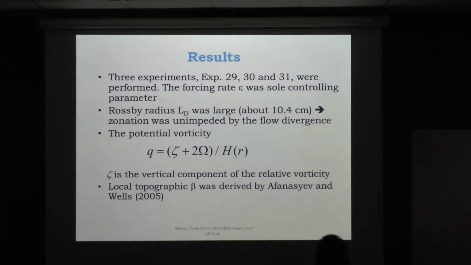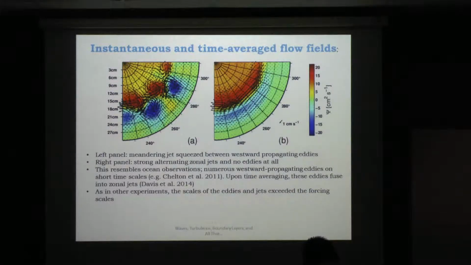Of experiments or what we can do with it. So we had 3 experiments. This is our potential vorticity. Zeta is absolute vorticity of planetary vorticity. So this whole is potential vorticity. H over R is the height of the water column, and it's depending on R. So this is what creates for us the topographic beta effect. And here is the result.